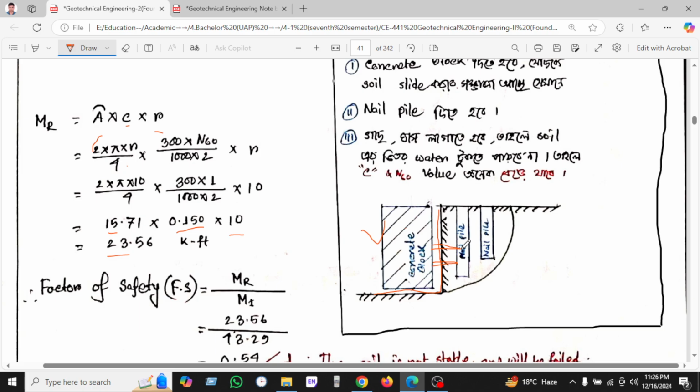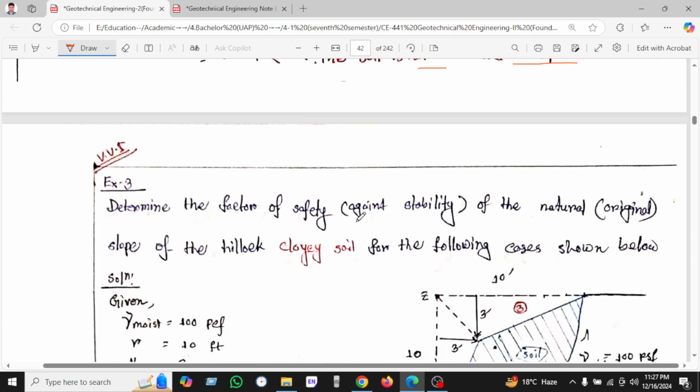we can insert a pile into the soil. Another precaution we can take is tree plantation. I don't know how to explain it, but we can introduce grasses. If you introduce grass and trees, then our C and N60 will increase. In this way we can increase the soil strength.